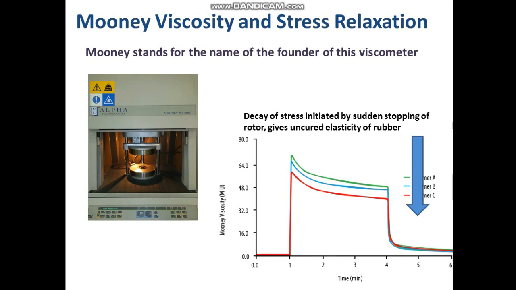So the Mooney viscometer can be used to measure the viscous properties of natural rubber, as well as the elastic properties of uncured rubber.